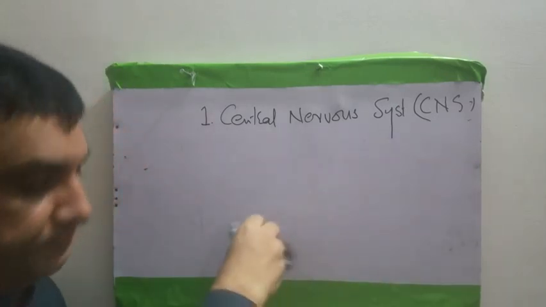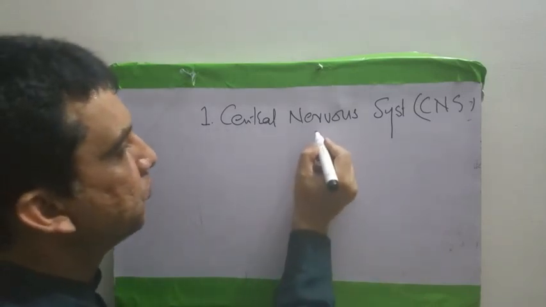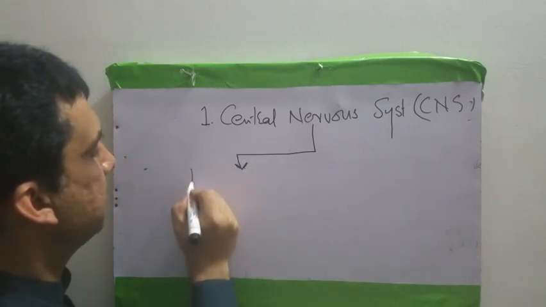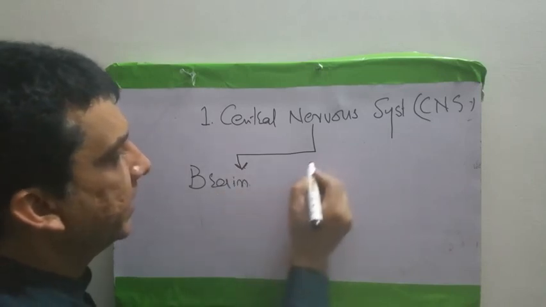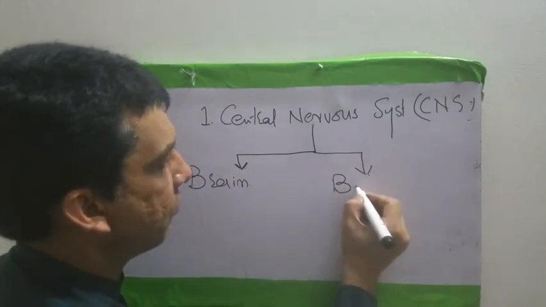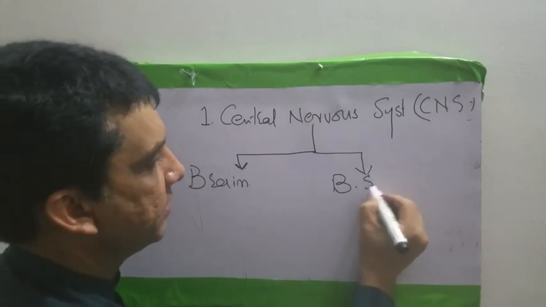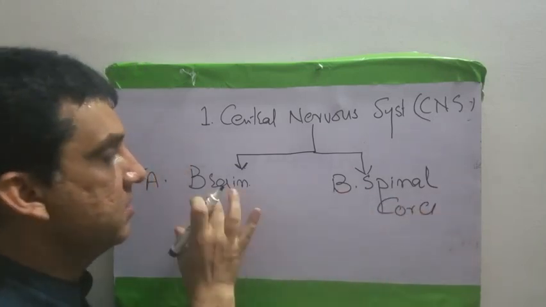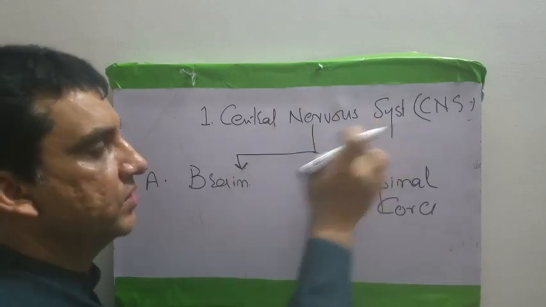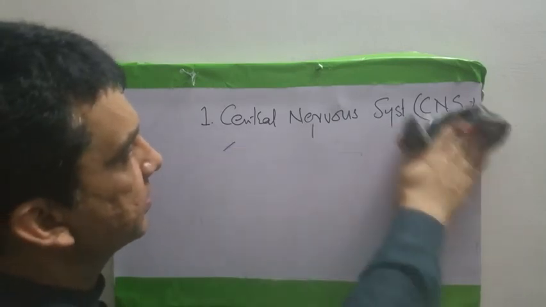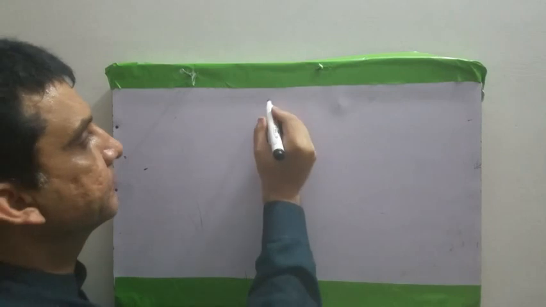The central nervous system has two further parts. One is called brain, and the second part, this is part A and the B part, is called spinal cord. So these are the two main components of the central nervous system. First of all, we will discuss brain. This is the first part of the nervous system, brain.